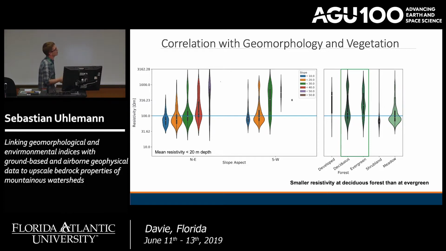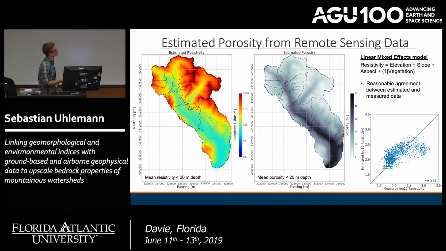So this is basically the last step that I've done now. We have all this data, which seems to correlate somehow with our resistivities. So what we're trying to do now is the same as the geomorphologists. We're trying to estimate resistivity based on elevation, slope, and aspect.